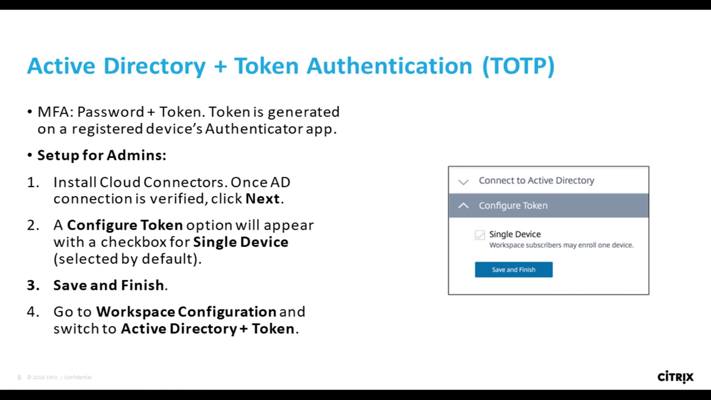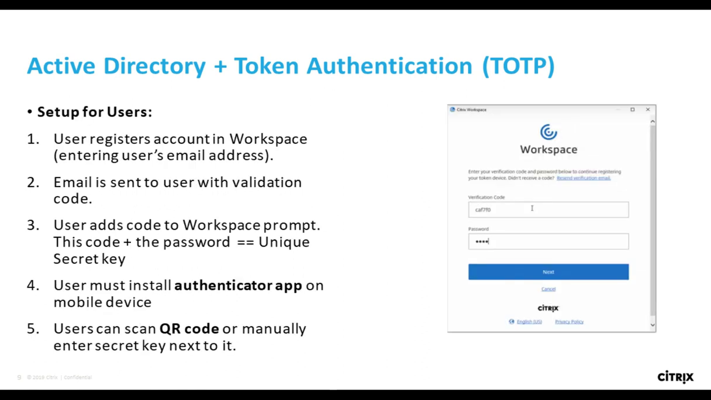So you can just save and finish, and then go to the workspace configuration, choose Active Directory plus token, check the box that confirms that you're sure that you want to switch this authentication method, and confirm. And that's all you need to do from an admin perspective.